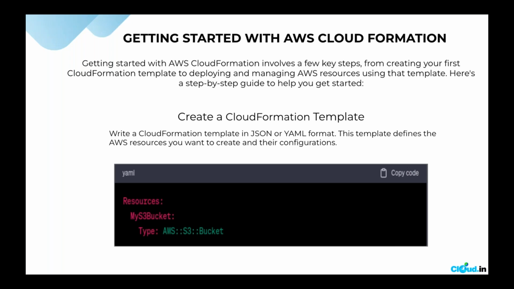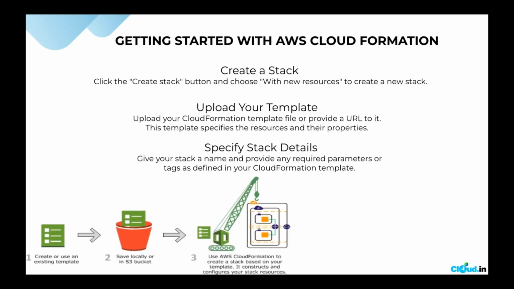Here is an example of the S3 bucket resource YAML code that I have. You can save this template as a .json or .yaml file on your local machine. Later, you access and navigate to the CloudFormation service.